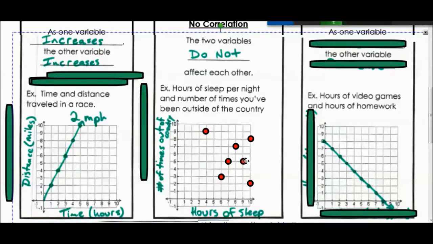This really means that we can't really predict how many times someone has been out of the country based on their number of hours of sleep. Really, if they had, let's say, an average of 10 hours of sleep, they could have gone out of the country twice, or they could have gone out of the country 8 times. It's really unpredictable. We don't see any sort of trend like we do in this example.